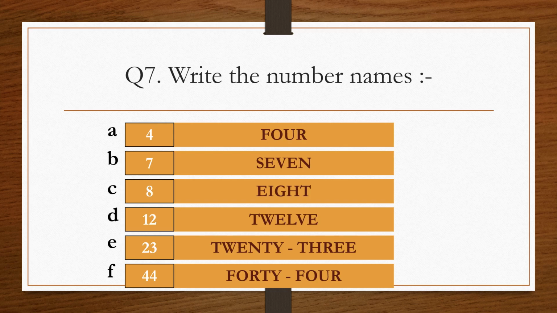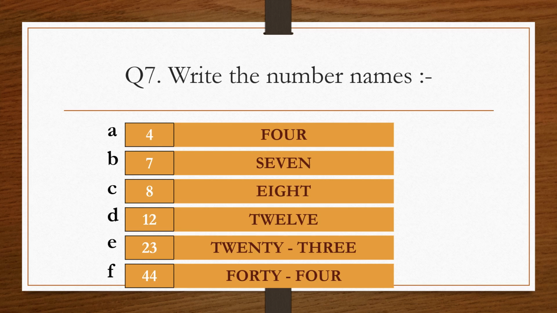C, 8. Number name of 8 is E-I-G-H-T, 8. D, 12. Number name of 12 is T-W-E-L-V-E, 12. E, 23.